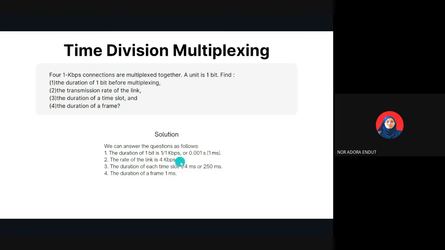Okay, kita juga boleh kira dari segi ini. Setiap satu unit ni, satu time slot adalah 1 bit. Since setiap satu hantar 1000 bits, jadi kalau ambil satu time slot, ambil 1 bit, kita mesti ada 4000 time slot lah. Okay, so 4000 kilobits per second. So the duration of each time slot, katalah ada 4, so kita bahagilah 1 bahagi 4 milliseconds or 250 microseconds. Okay, and the duration of a frame will be 1 millisecond.